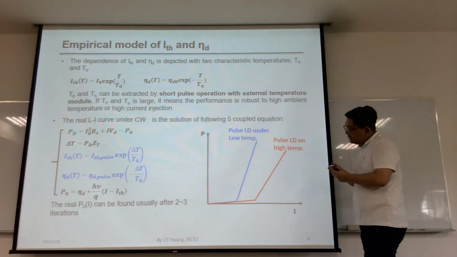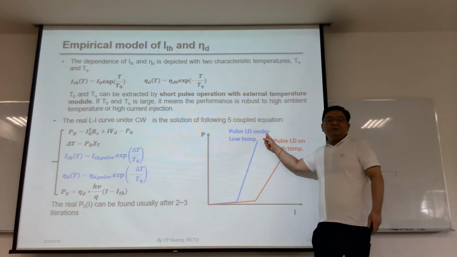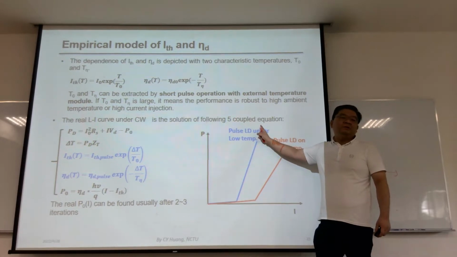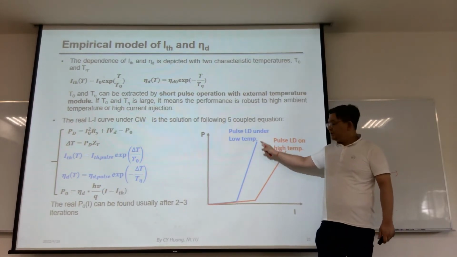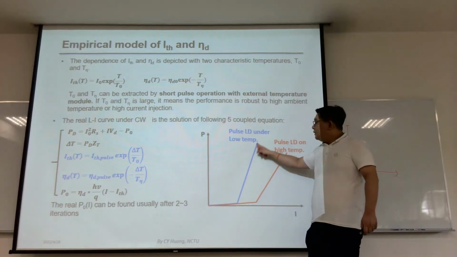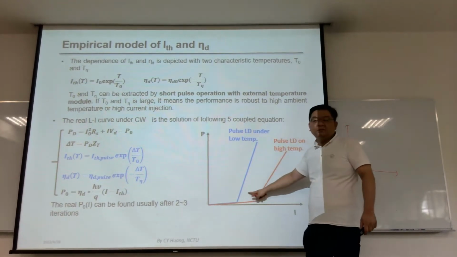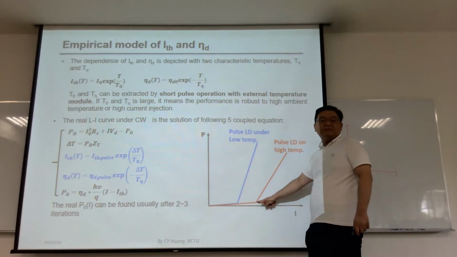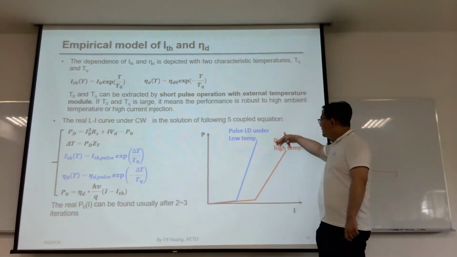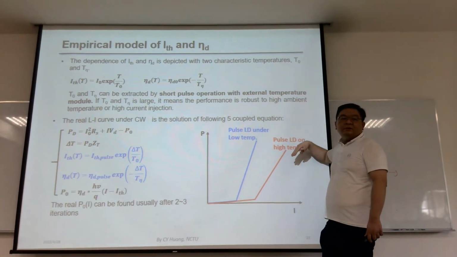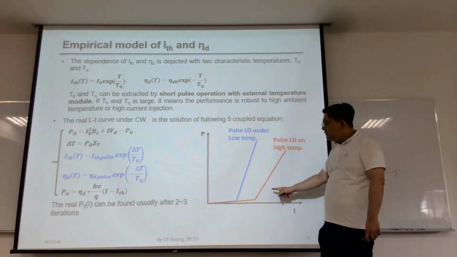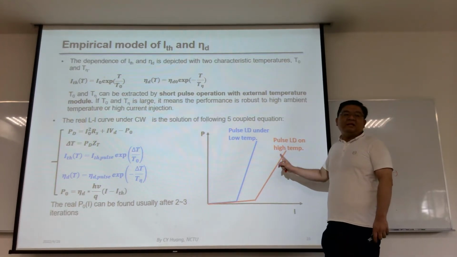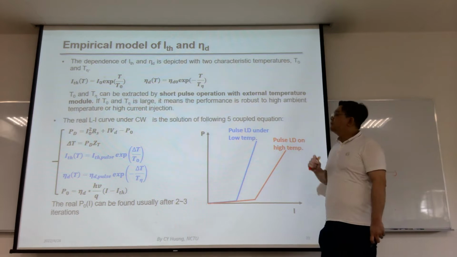If you have a pulsed laser under room temperature, because it's a short pulse, the device itself doesn't contribute much heating. Probably you have a PI curve like this. But under high temperature, first we know that ITH will increase. Second, the laser will also have a smaller slope. So from any perspective, it becomes a worse laser, and it degrades pretty fast with temperature.